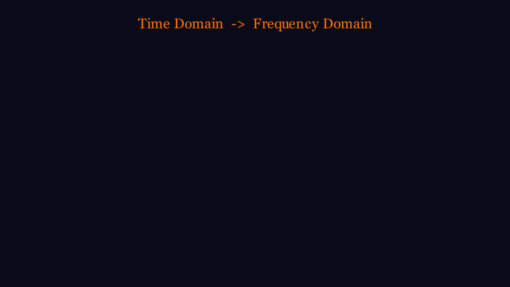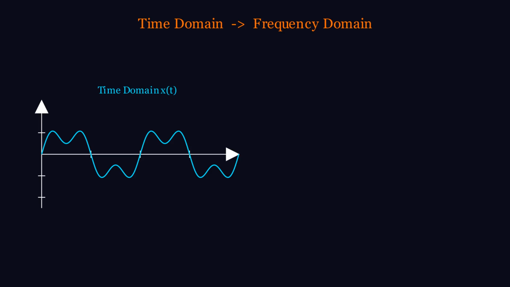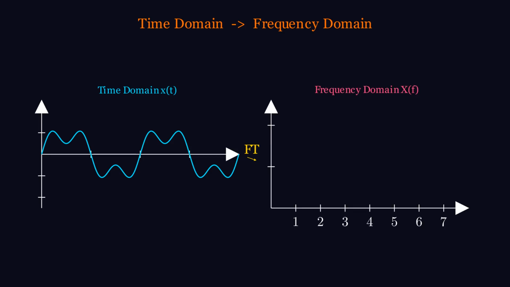Let's see it in action with a concrete example. Here on the left is our time domain signal. It's x of t equals sine of t plus 0.5 times sine of 3t, 2 sine waves mixed together. Now we apply the Fourier transform. Look at the right side, the frequency domain. 2 spikes, one at 1 Hz, the fundamental frequency with full amplitude, one at 3 Hz, the harmonic at half the amplitude.